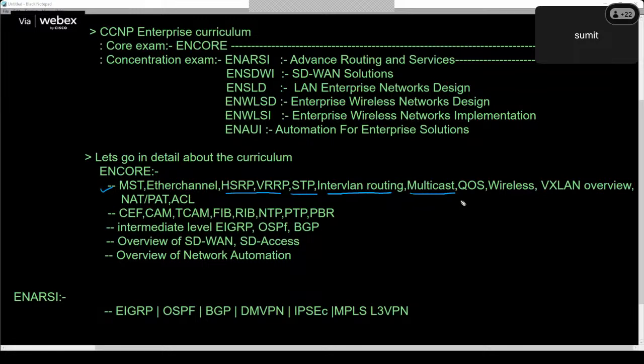Apart from that, we will be covering QoS, which is quality of service, wireless basics or overview, and what is VXLAN as an overview. We will also cover NAT and PAT, and what the need or use case is for having them. Some more feature sets are related to the hardware, which is what is CEF, CAM, TCAM, FIB, RIB. These are basically related to different types of adjacency tables.